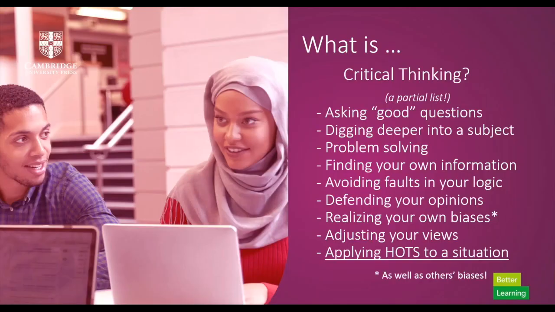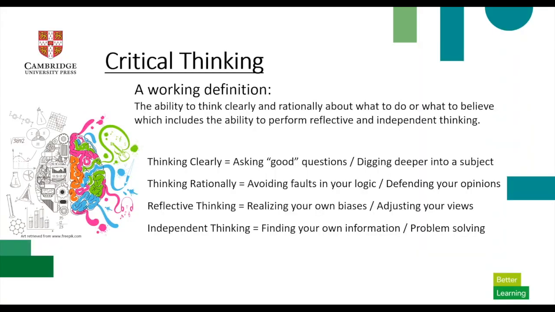And if you put that back onto this, what is critical thinking list, you can see how they come together. Thinking clearly is asking good questions, digging deeper into a subject. Thinking rationally, avoiding faults in your logic, defending your opinions. Reflective thinking, asking good questions of yourself. Why do you feel that? Realizing your own biases, adjusting your views. Independent thinking, of course, we want students to be independent thinkers, finding your own information with research and solving problems. So to me, this is what we strive for in our first and second year reading and writing courses at Tokai University.